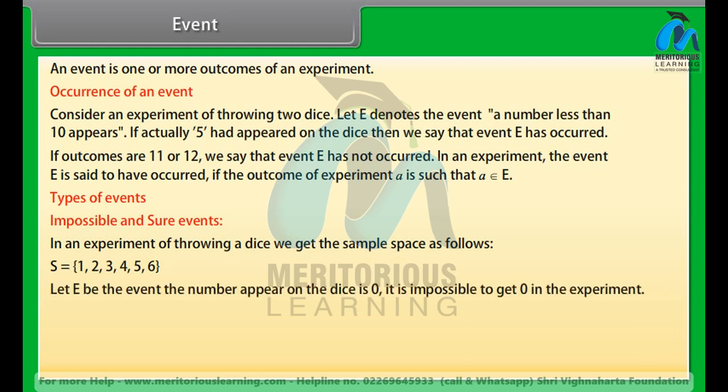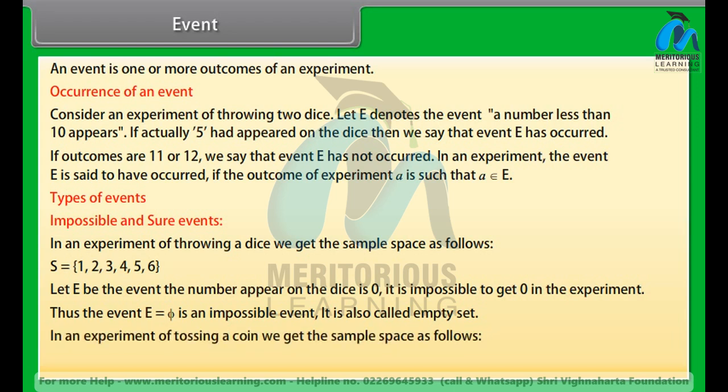Let E be the event the number that appears on the dice is 0. It is impossible to get 0 in the experiment. Thus the event E is equal to phi, an impossible event. It is also called empty set. In an experiment of tossing a coin, we get the sample space as follows.